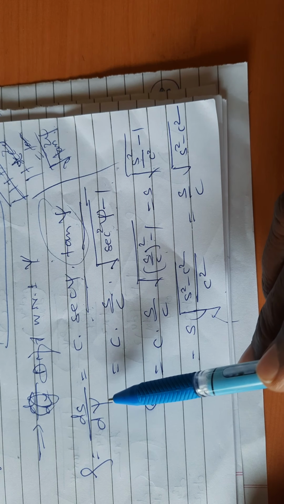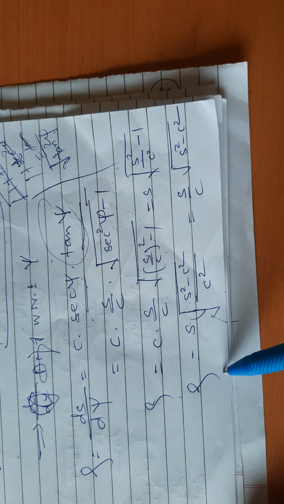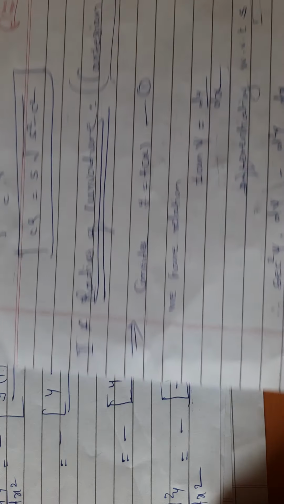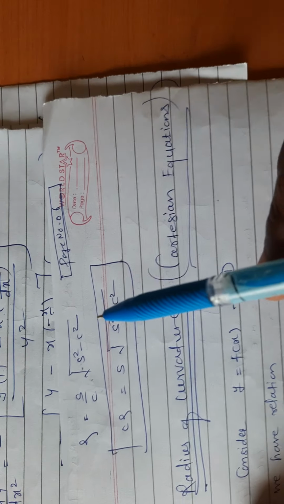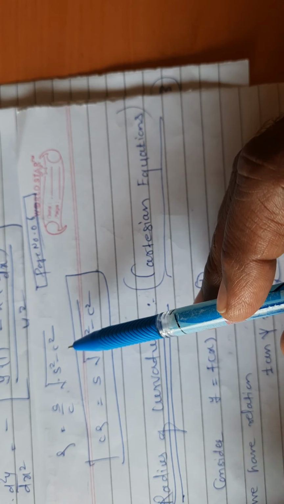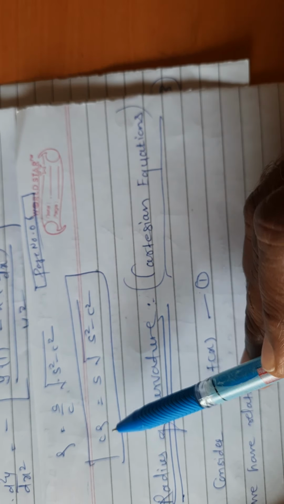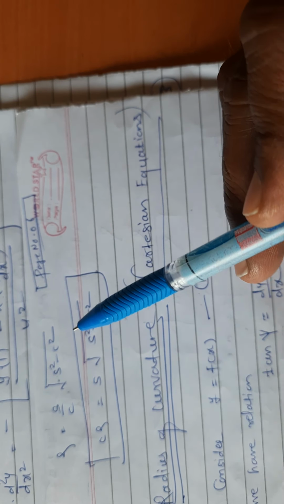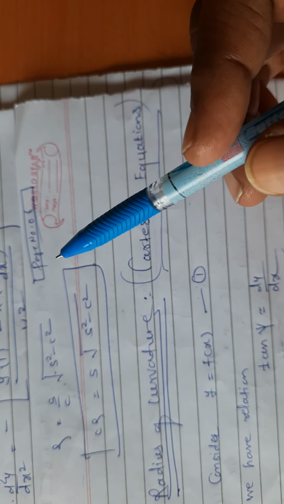s upon c under square root s square minus c square, and ds by d psi is the radius of curvature rho. Rho equal to s upon c into under square root s square minus c square, that is c rho equal to s into under square root s square minus c square. ठीक आहे.